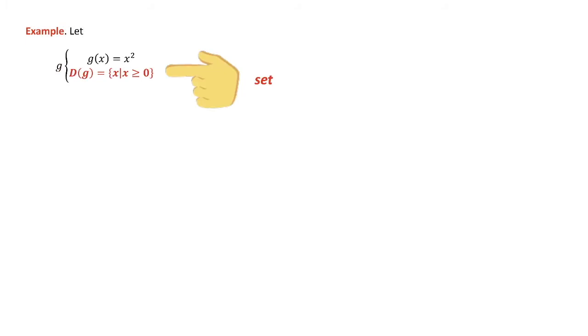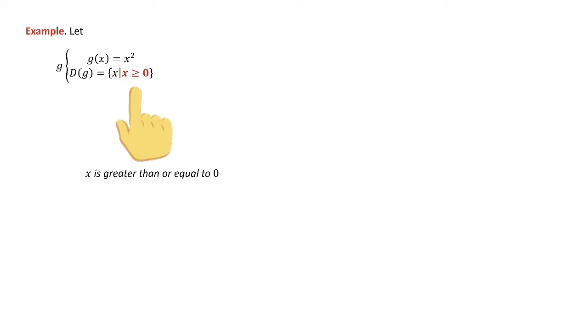The domain here is different. I'm saying that we're only taking numbers. So this is, domain of g equals the set, right? The brackets mean set of x. The bar means such that. It's just math shorthand, such that x is greater than or equal to 0.